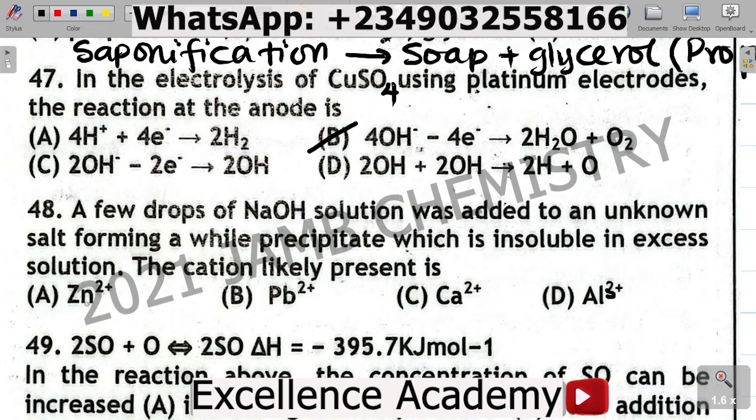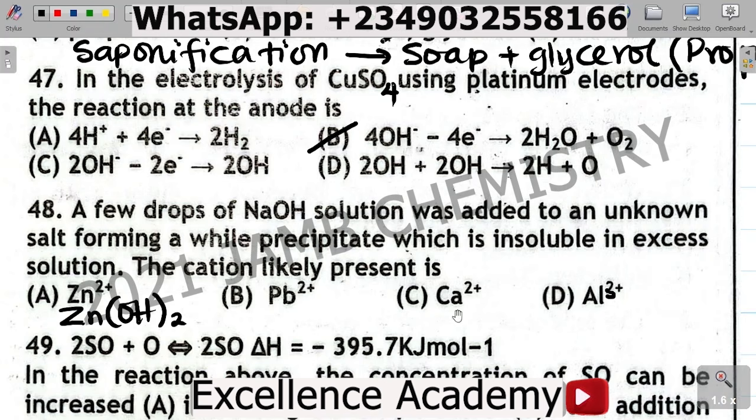First things first, you want to note that if this Zn2+ combines with sodium hydroxide, what you have there is zinc hydroxide, that's Zn(OH)2. And zinc hydroxide is white, but it dissolves in excess sodium hydroxide. The question said it is insoluble, that it does not dissolve in excess of the solution of sodium hydroxide. This one dissolves, so A cannot be the answer.